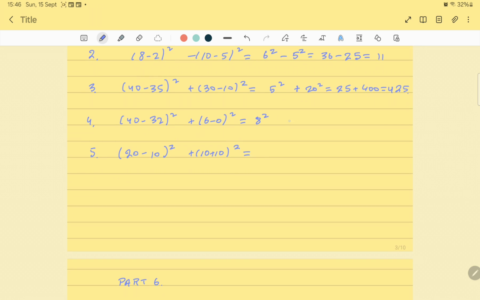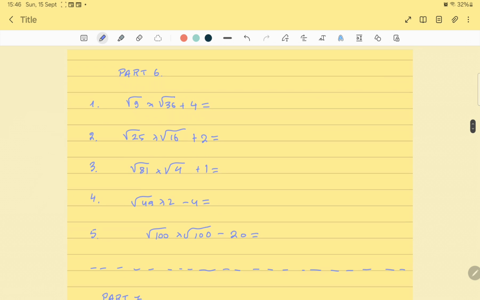This is 8 squared plus 6 squared. This is 64 plus 36 and this gives me 100. This is 10 squared plus 20 squared. 100 plus 400 equals 500.